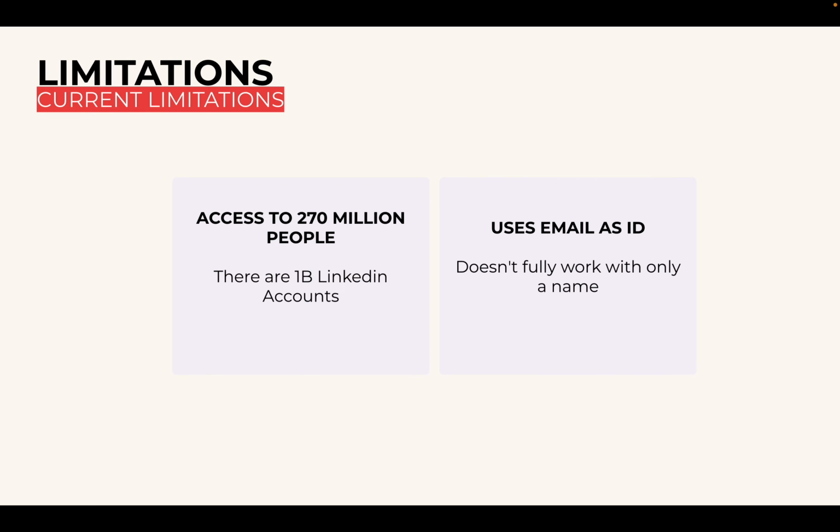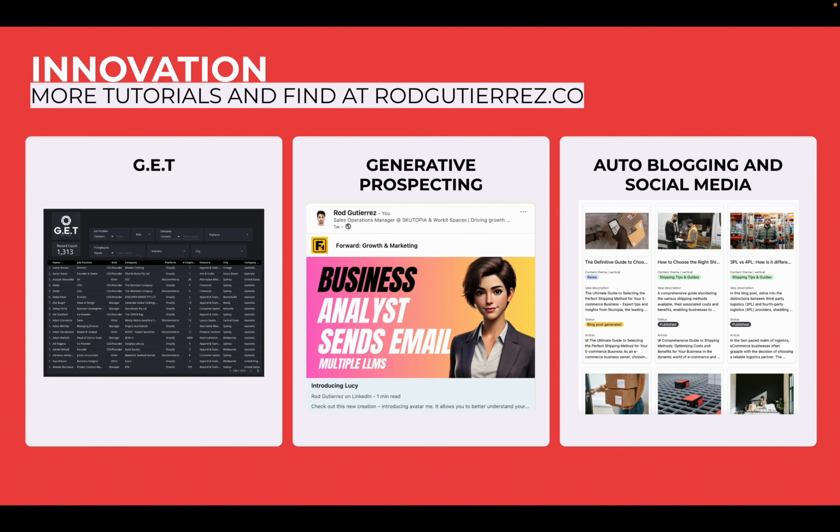Then the second limitation that I think it's important to solve is that it uses email as an ID. So if you don't have an email, you're going to struggle finding that person because, let's say you're trying to find Rod Gutierrez, myself. How many Rod Gutierrez are there, and in how many companies have they been hired? So as of today, it uses an email as an ID, but I want to improve that. So if you give an industry and a name, it can also find that person. But that is Sherlock. That's how it works.